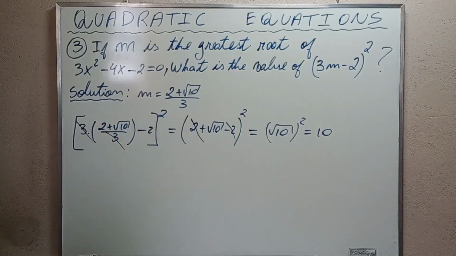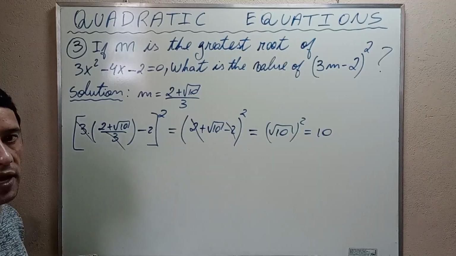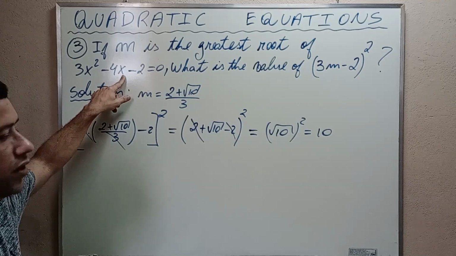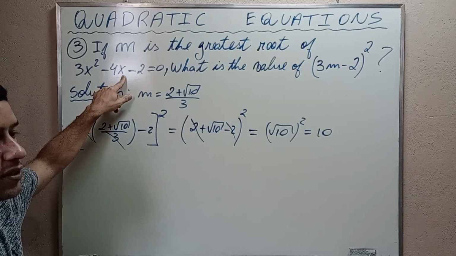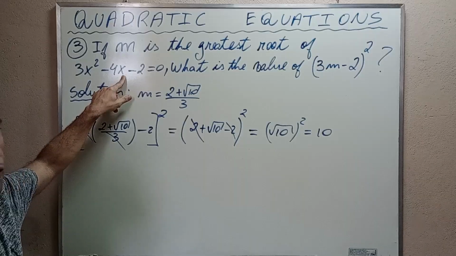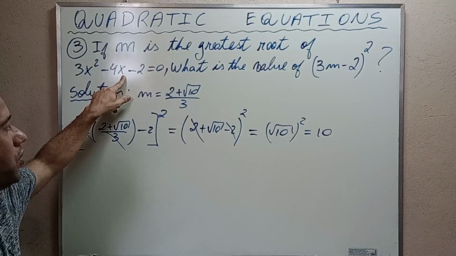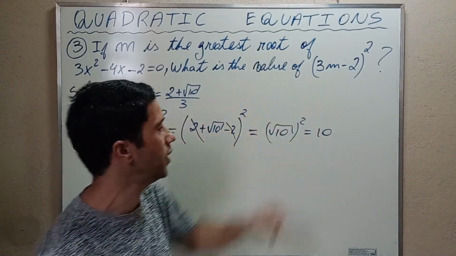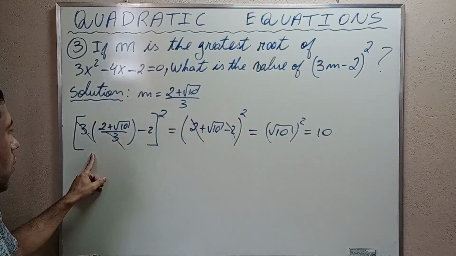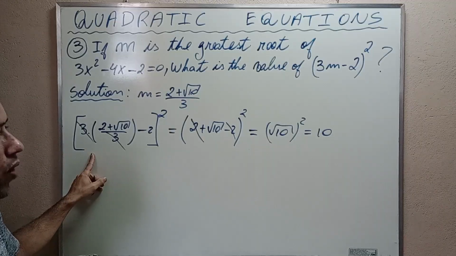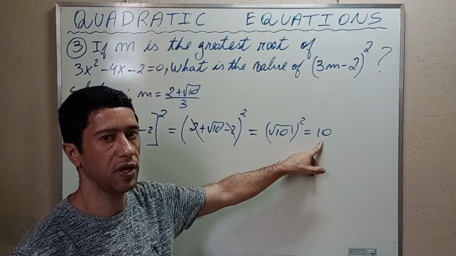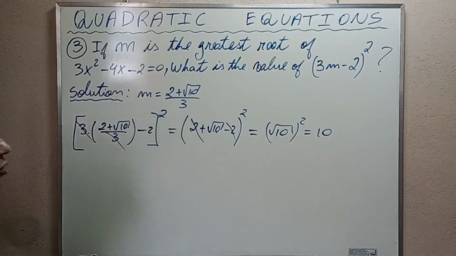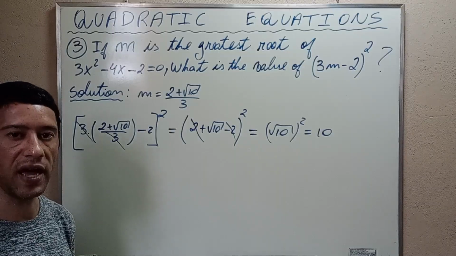Thus, the solution of the exercise is this. We found the roots of this equation. The exercise required us to find the greatest root of this equation, and we found this. We used this in this equation here, and applying this in the equation, we found that the solution is 10, okay? And this is all for exercise number 3. Let's go to the next exercise.